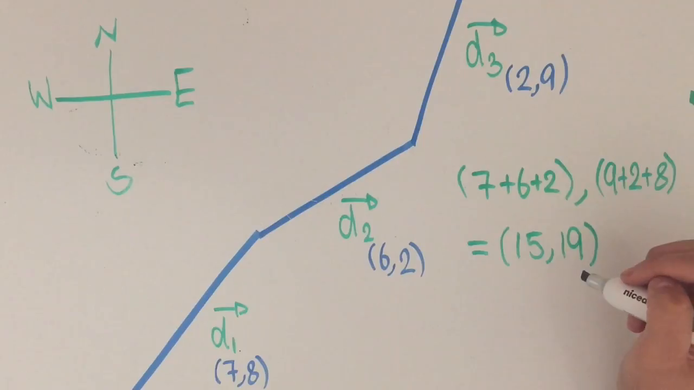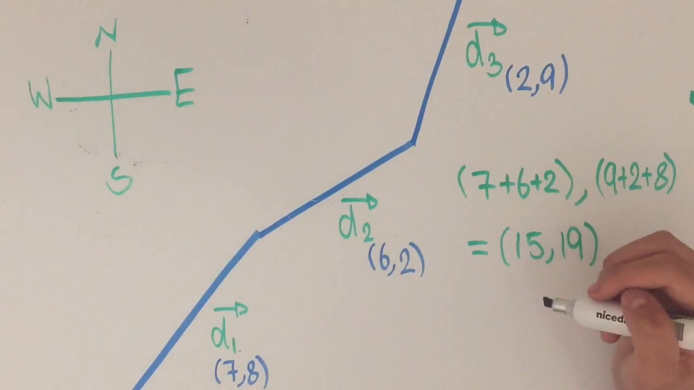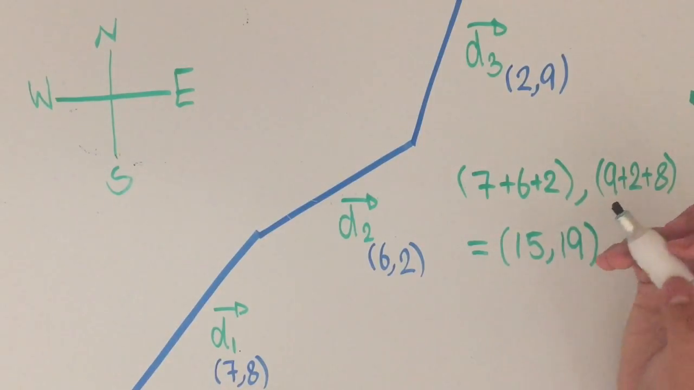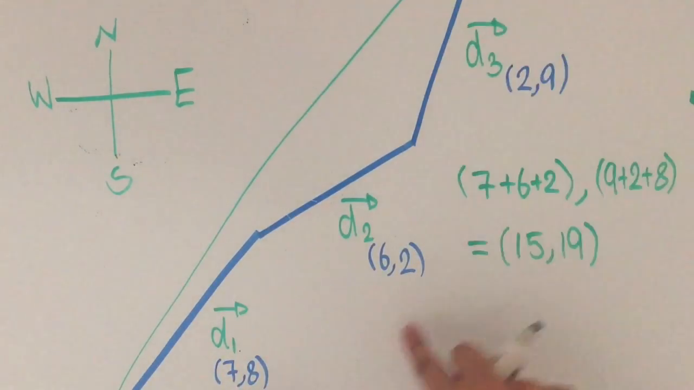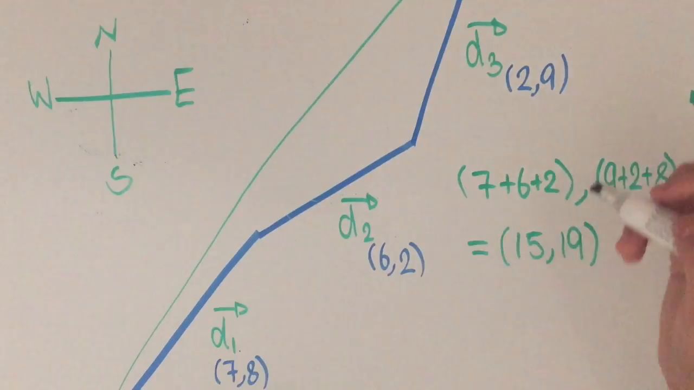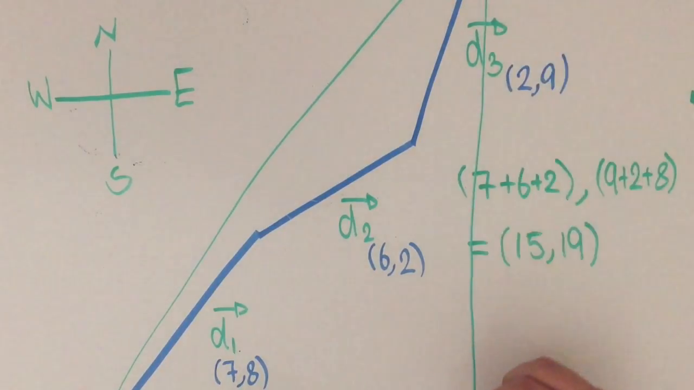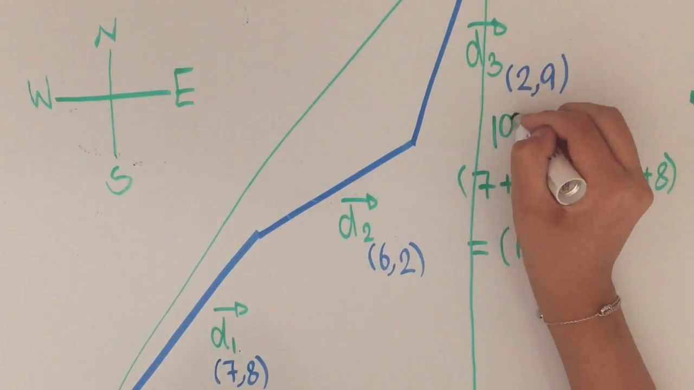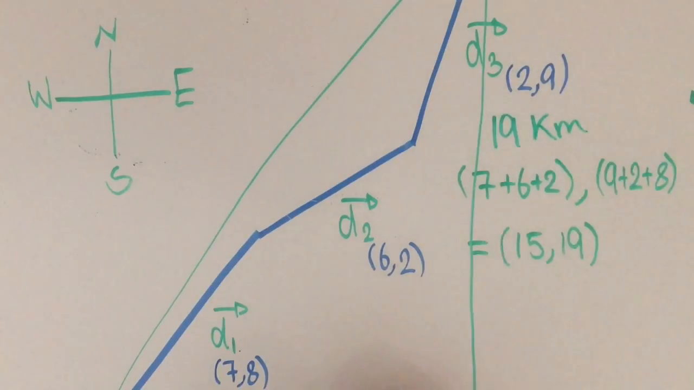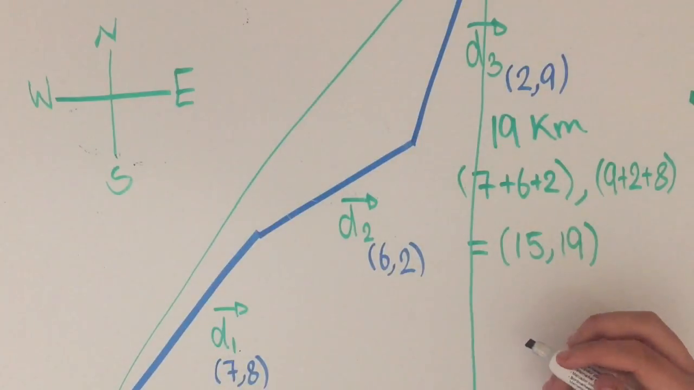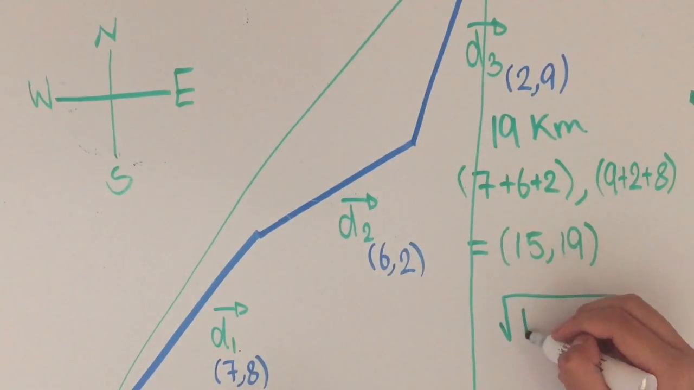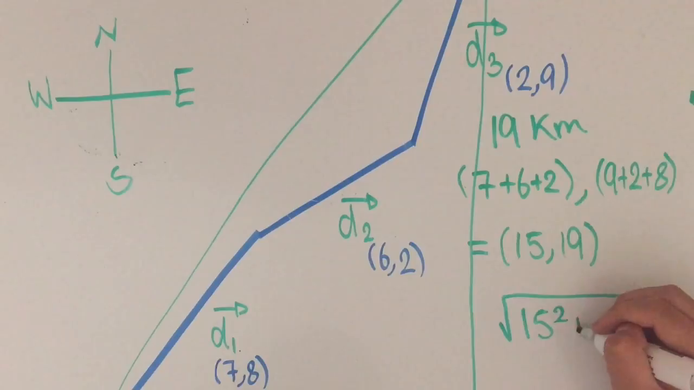However, as the question is asking us to find how far Kita is from the camp at the end of day 3, this means we need to find this total distance. So imagine this is like a triangle, therefore this side will be 15 kilometers, as it is the x, and this side will be 19 kilometers. In order to find the hypotenuse, the Pythagoras rule will be used. Therefore, it will be 15 squared plus 19 squared.